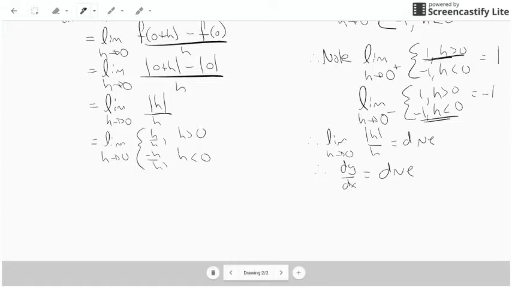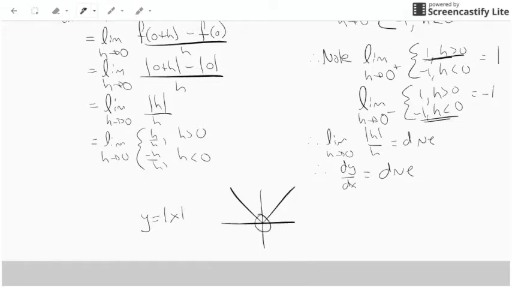And the reason it makes a lot of sense here is because if you graph this, notice that if we draw y equals the absolute value of x there, the graph looks like this. At 0, we've got a sharp point. Okay, well, not a sharp point, but a corner.